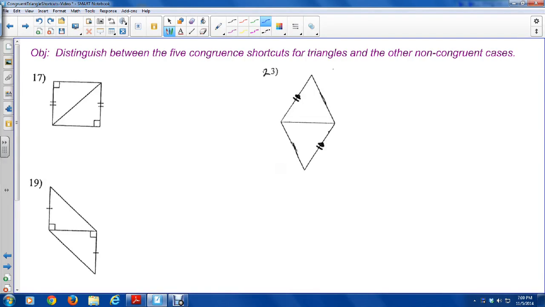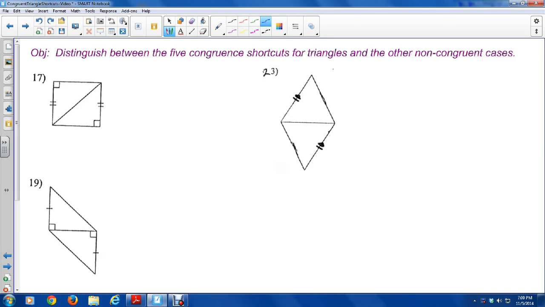Okay, I'm going to keep talking through a few of these examples to help you distinguish between the 5 congruent shortcuts for triangles and the other non-congruent cases. Specifically in this video, I'm going to help you better understand the HL congruent shortcut and also how to deal with extra information in your picture besides things being marked congruent.